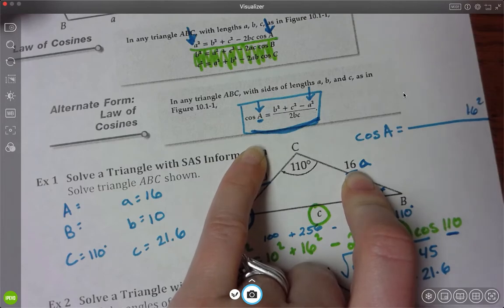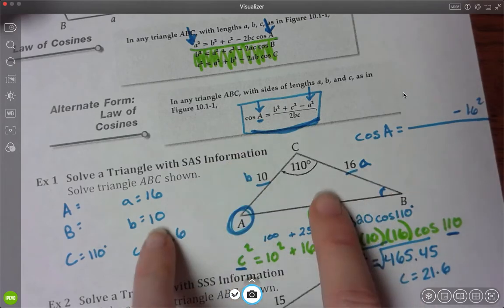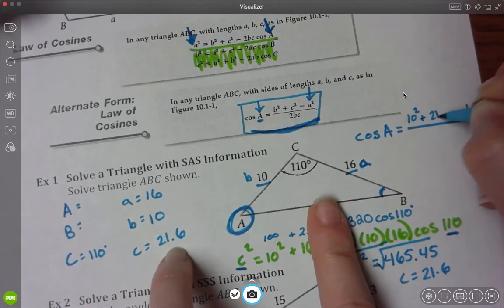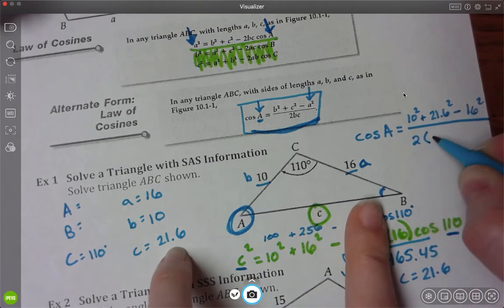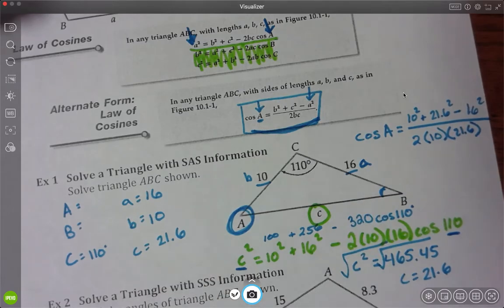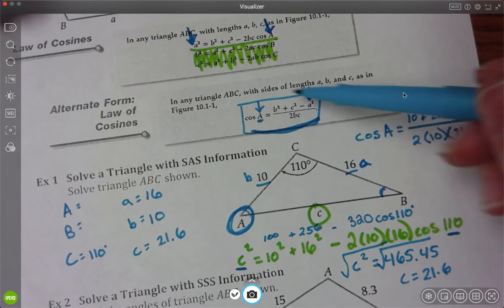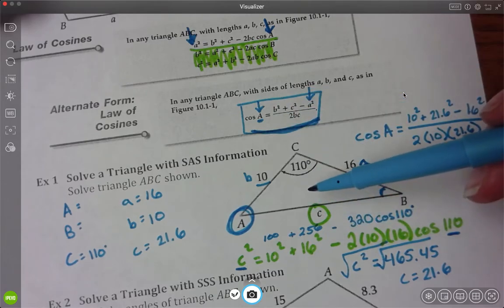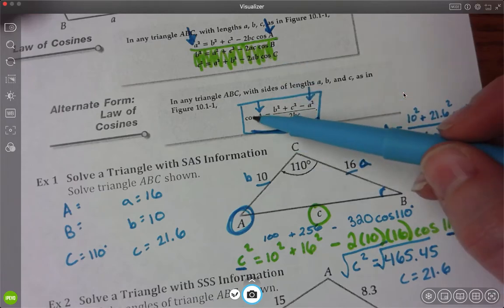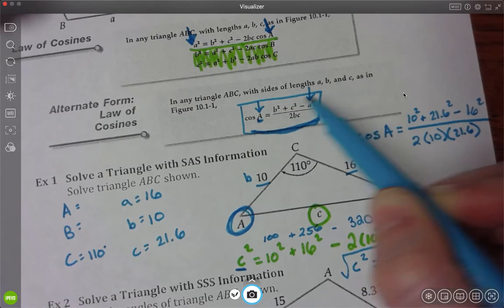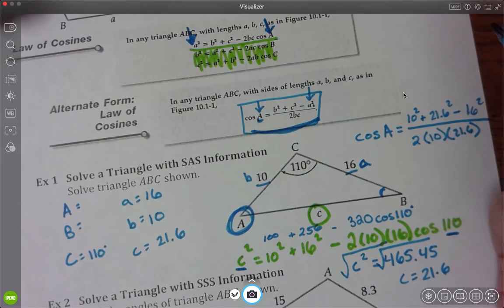The other two I can switch around, it doesn't really matter. So let's call b squared 10 squared, and let's call c squared 21.6 squared. And then we have 2 times b, which is 10, times c, which is 21.6. Now keep in mind that they're not necessarily labeled as b and c here, or in the diagram. If we're solving for cosine of B instead, these two can just be switched around. They might call them something different, and that's okay.